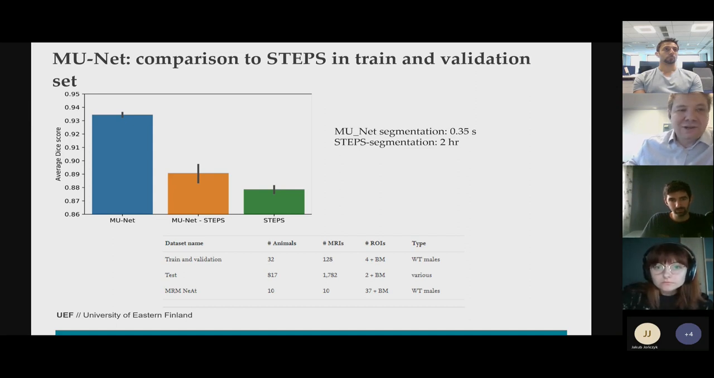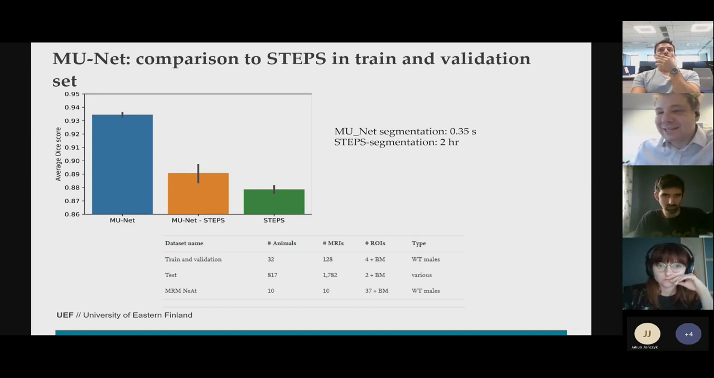and the average dice score across different structures was a little bit over 0.93 for MUNET and something like 0.88 for STEPS, which is a multi-atlas based segmentation method, which uses a quite complicated strategy of combining different segmentations. Important here is that MUNET segmentation took under a second, while STEPS segmentation of one image took 2 hours. Also, interestingly, when we trained MUNET on STEPS segmentations, we also got better results than STEPS itself.